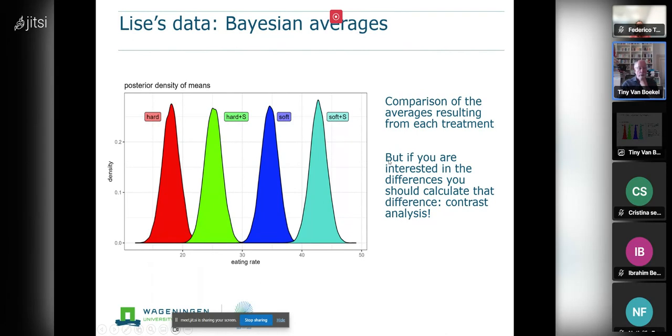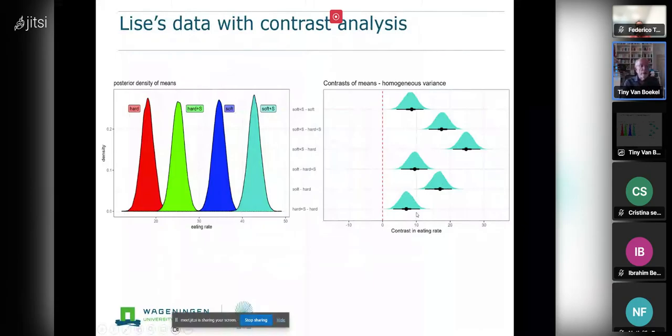But what I just showed for the apple example can also be done here. We should not look at the mean differences. We should calculate the mean difference, which leads us to contrast analysis. And that's what I did in this figure. So here are the means again, but here are the contrasts of the means. And I can then do that for comparing each side, which leads to this result.